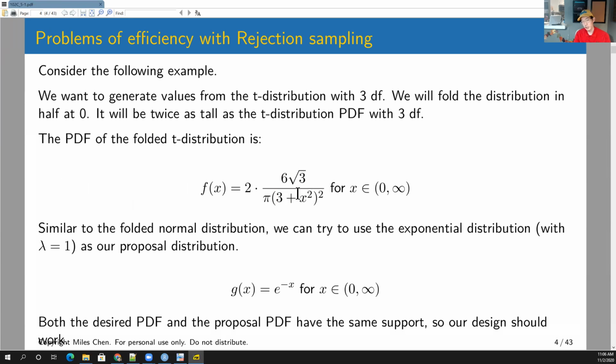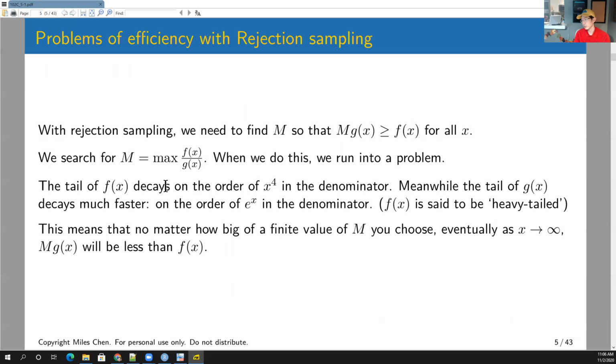So this is going to be on the order of x to the 4th power, okay? So f of x decays on the order of x to the 4th power. You've got x to the 4th in the denominator, so f of x is going to kind of shrink as x gets larger, it shrinks on the order of x to the 4th, okay?